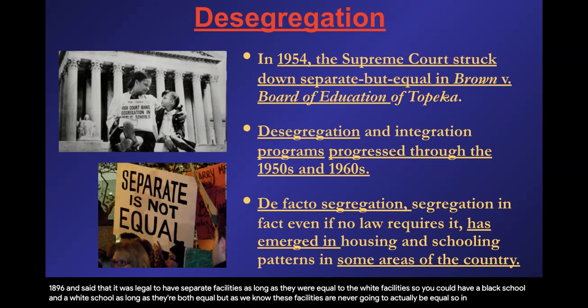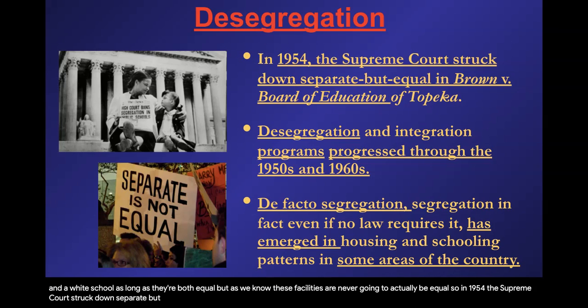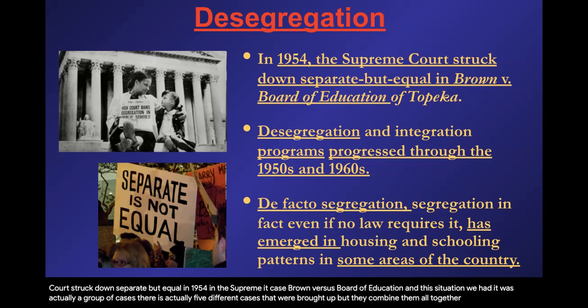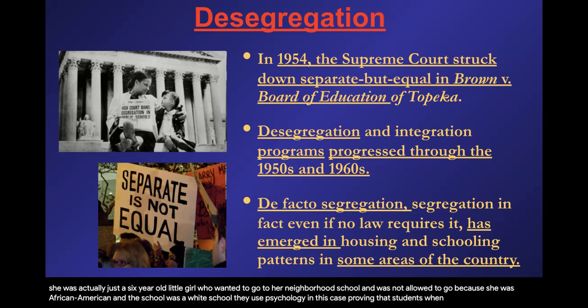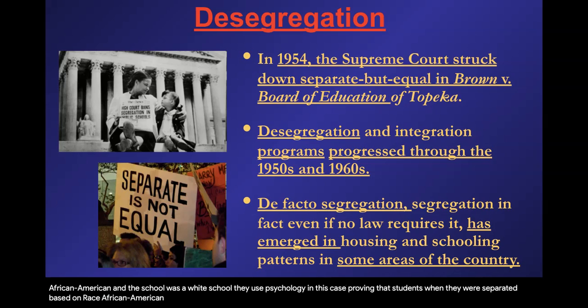So in 1954, the Supreme Court struck down separate but equal in the Supreme Court case Brown v. Board of Education. And this situation, it was actually a group of cases. There were actually 5 different cases that were brought up, but they combined them all together. Brown, this little girl, was just a 6-year-old little girl who wanted to go to her neighborhood school and was not allowed to go because she was African American and the school was a white school. They used psychology in this case, proving that when students were separated based on race, African American students would see themselves as inferior to the white students.